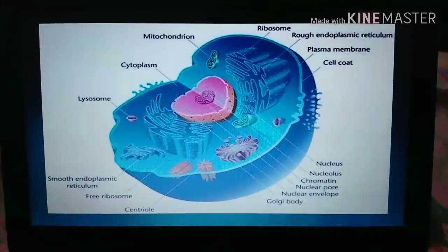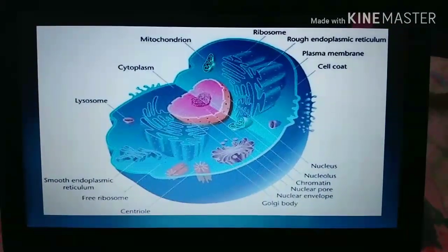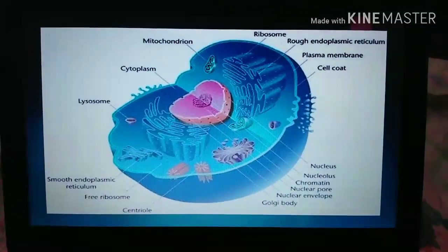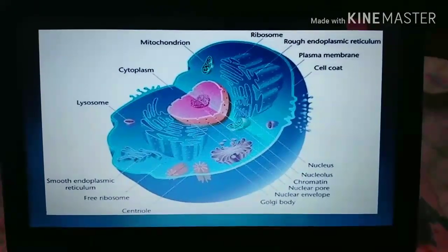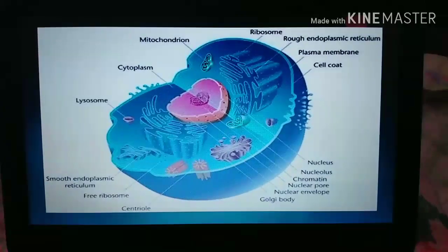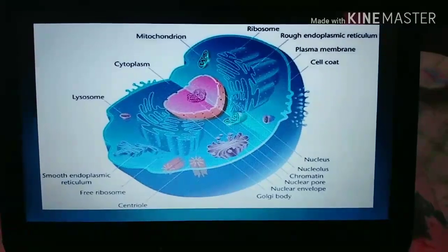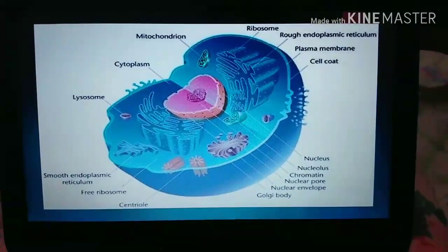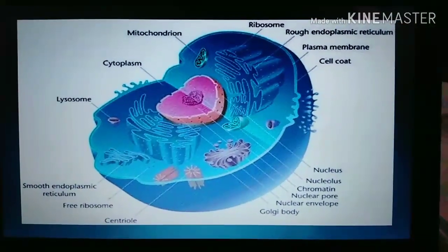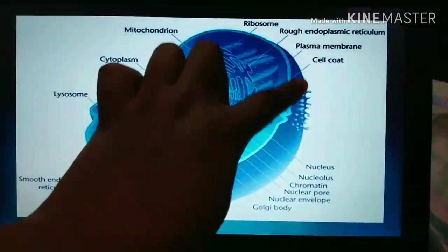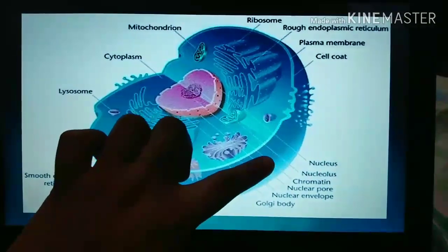Eukaryotic cells are cells that contain a true nucleus and organelles, including mitochondria, chloroplast, the endoplasmic reticulum, the Golgi apparatus, and lysosome. It is larger and more complex. It grows and reproduces through a process called mitosis. The first structure of the eukaryotic cell is the plasma membrane or the cell membrane. So this is the cell membrane or the plasma membrane.